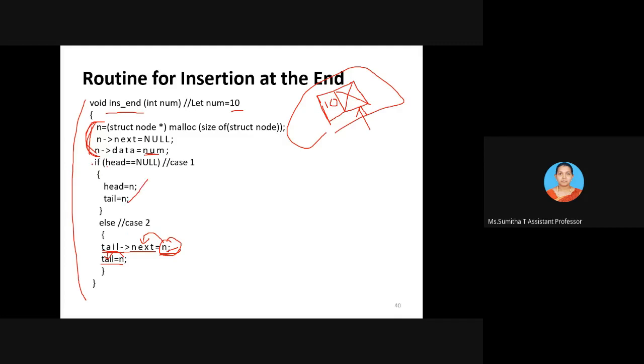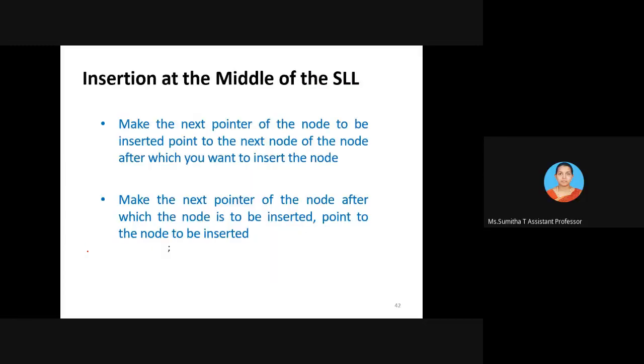If that is not the case, that means the head node is not null, so the linked list has some nodes. Find out the tail node, and within the tail node find the next field. In that we assign the address of the newly added node, and assign the newly added node as the tail node. This is the process. Is it clear, everyone? Okay.